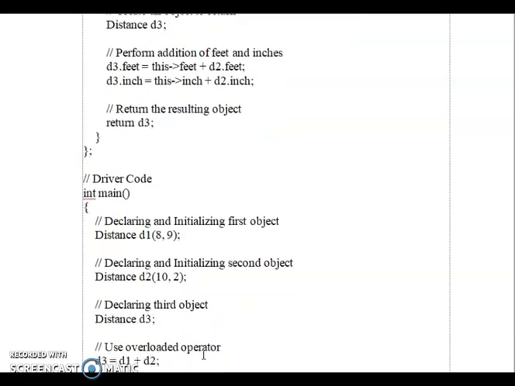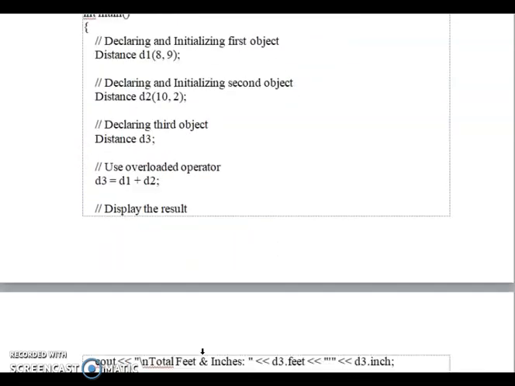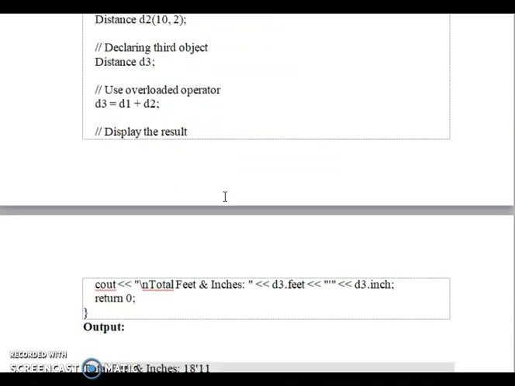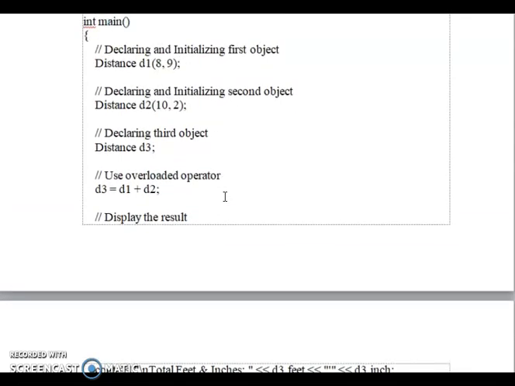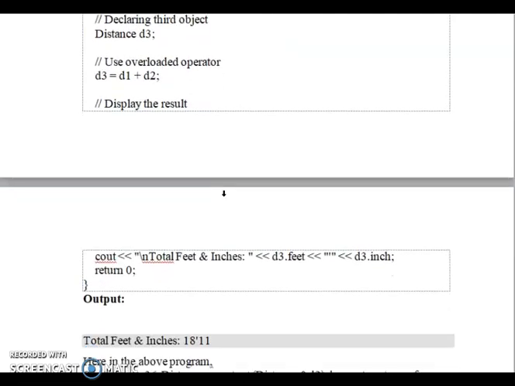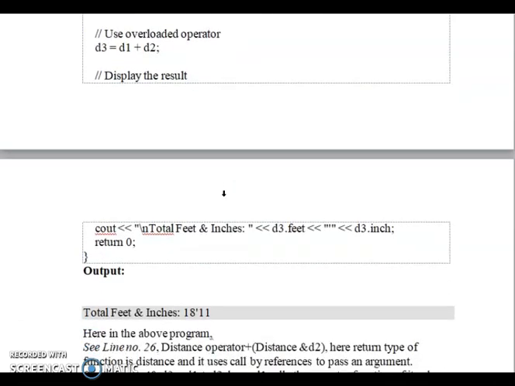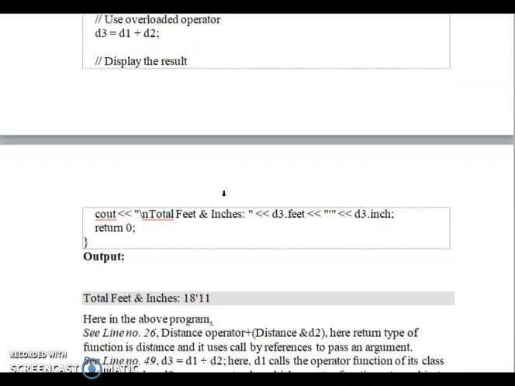The declaration will be d3 equal to d1 plus d2. It is an overloading operator. Display the result. This result will be 8 plus 10 is 18, 9 plus 2 is 11. So the total feet and inches will be 18 colon 11.